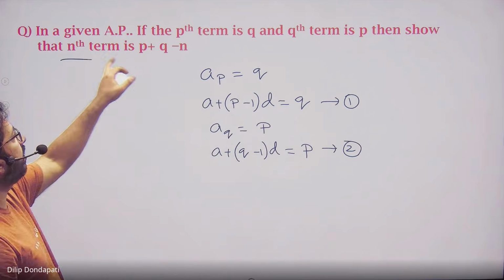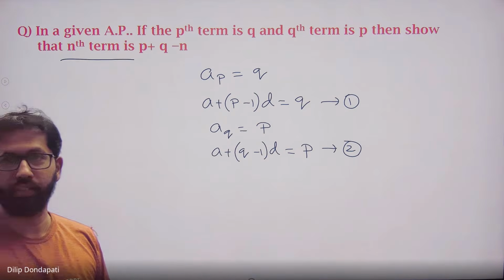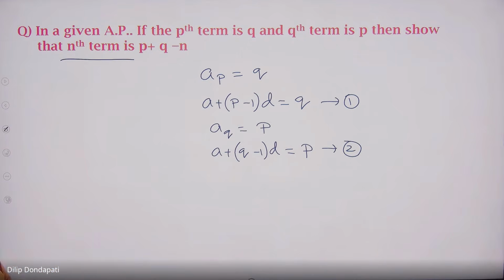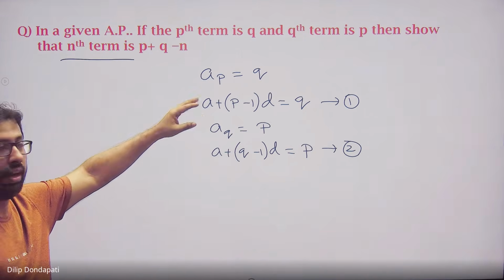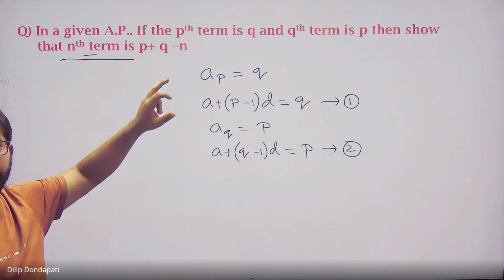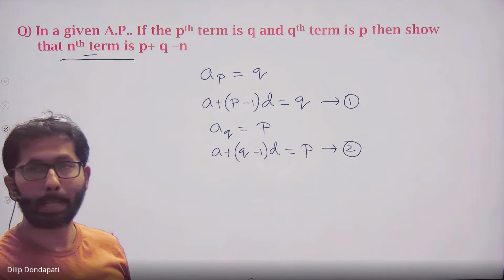Then he is telling us to find the nth term, so we can solve it. Use the same elimination method, find the d value, substitute it to get the a value, and substitute in the final equation, a n.